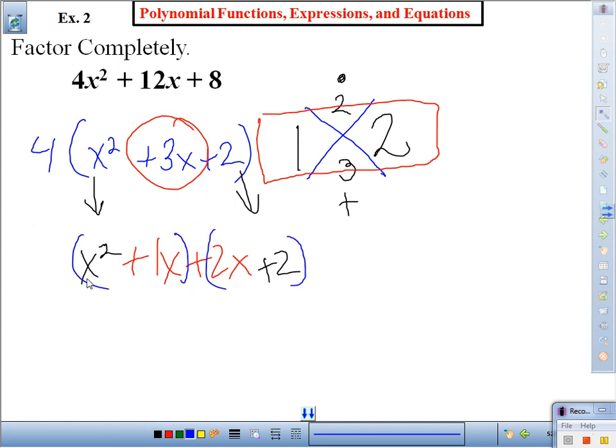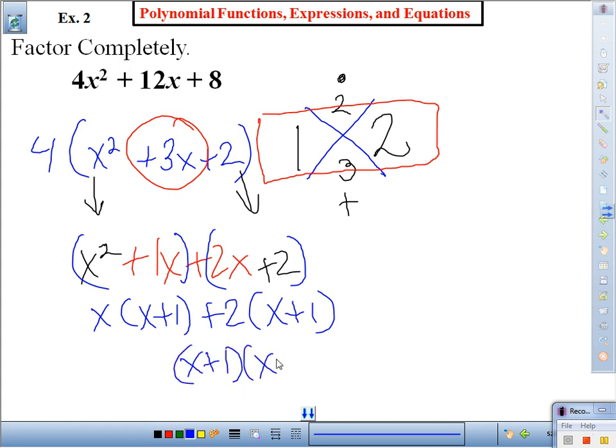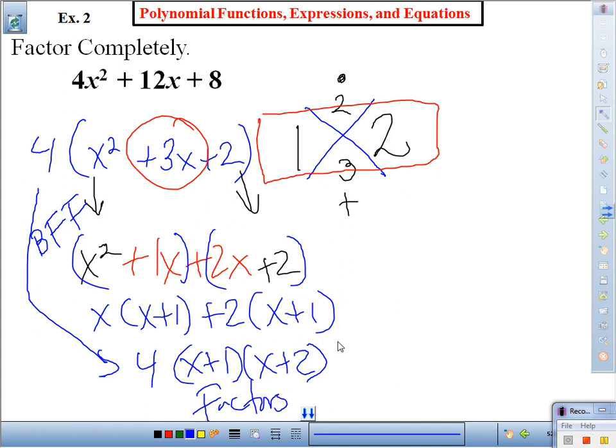Group. GCF for these two. X, we're left with x plus 1. GCF for these two. And we're left with x plus 1. So my factors are x plus 1 and x plus 2. Now, I'm not done. Like I told you guys before, from now on, GCF is your BFF. Don't forget them. These are our factors.